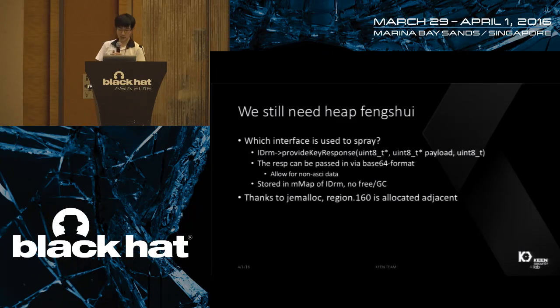Also, thanks to the jemalloc introduced in the new version of Android, the 160 region is allocated adjacently. The mediaCodec pointers are also allocated next to a free region, because the 160 region is not a frequently used region in Android. So we can do a heap spray here to point the out-of-bounds index to a region we can control.